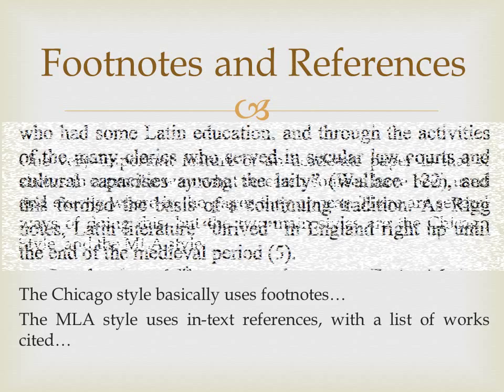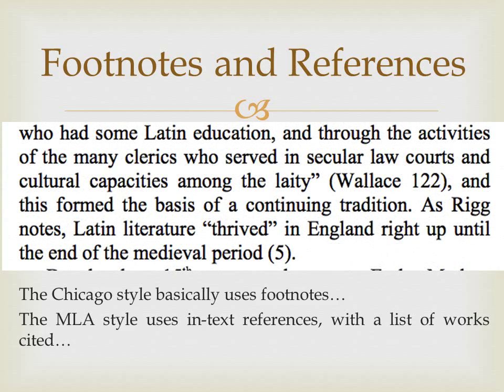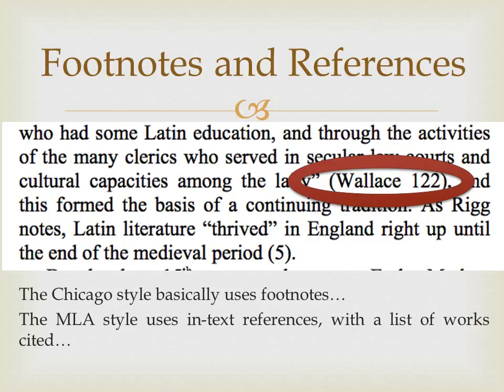You'd have your text, for example, something like this. And inside the text, you'll notice that there are, okay, Wallace 122, all right, and we've got Rigg mentioned there, and 5. Okay, we don't need to say Rigg 5 because it's clear that it's Rigg from the sentence. So the MLA handbook, which students at Sophia in the English Literature Department will all have, will explain this system to you in a little bit more detail.